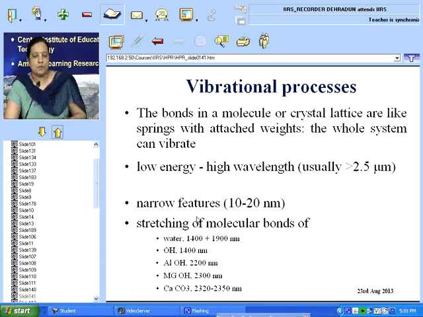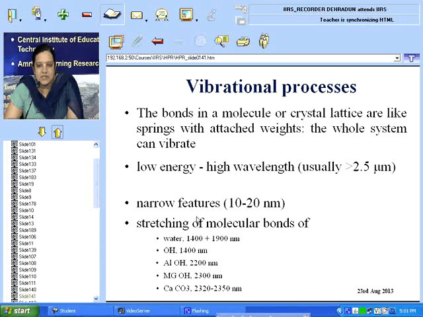So this is what it says. The vibrational absorption usually occurs in a larger wavelength region with very narrow bands, and these are the molecules which cause the vibrational motion. The bonds between them cause the vibrational processes.